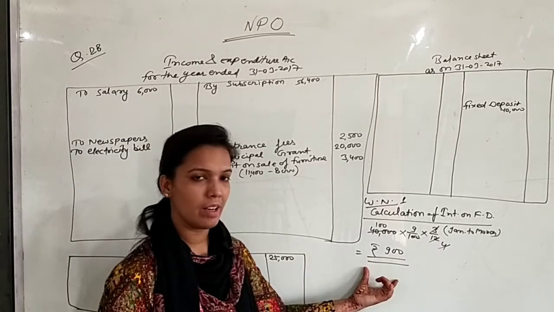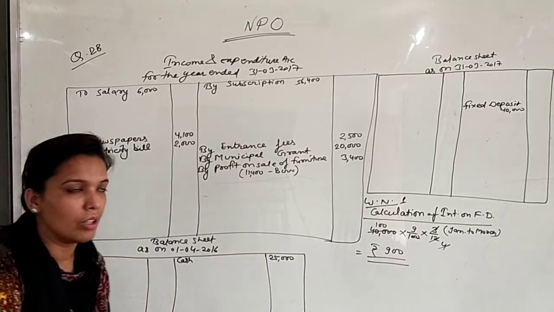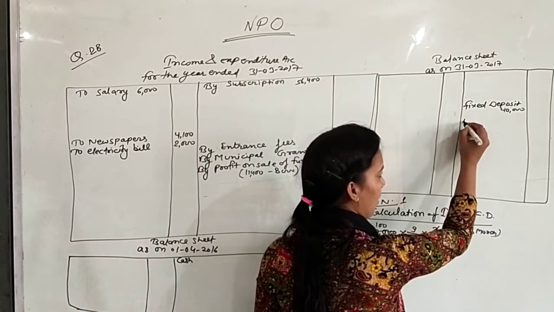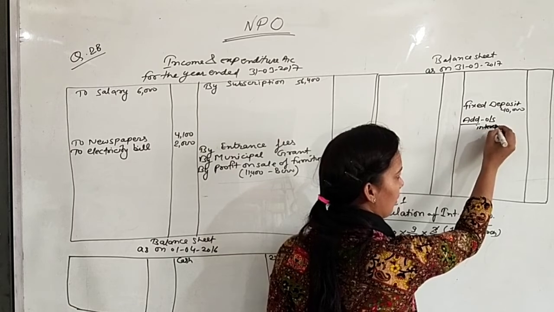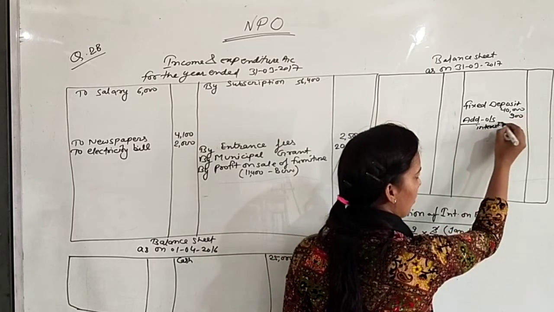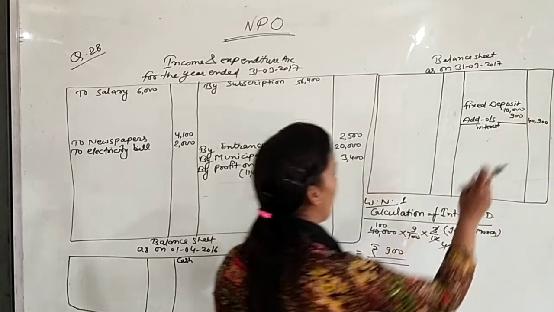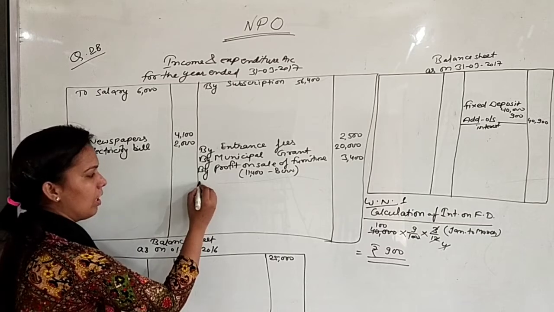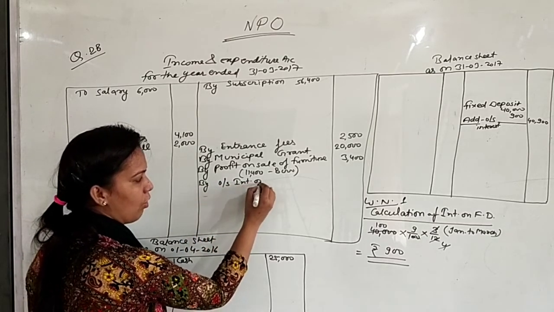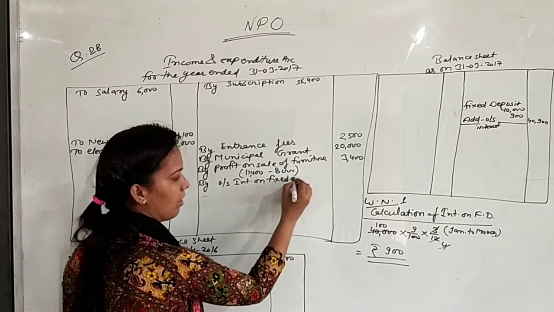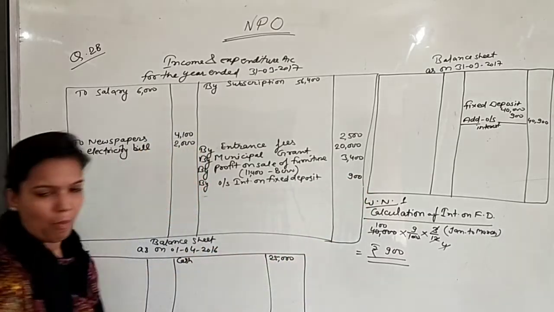So the total 900 rupees interest will be your due interest, means outstanding interest, accrued interest, whatever you want to say. So add here outstanding interest, this is 900. So now it will be written in the outer column as 40,900. The same 900 will be transferred to your income side also as outstanding interest on fixed deposit. That is 900.